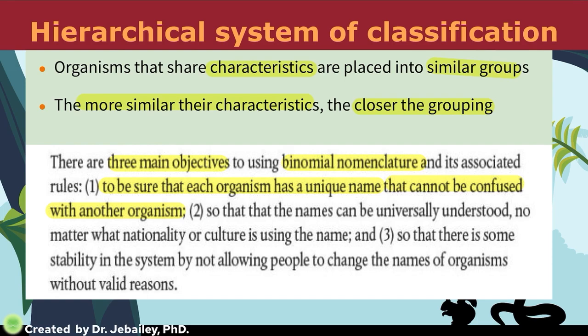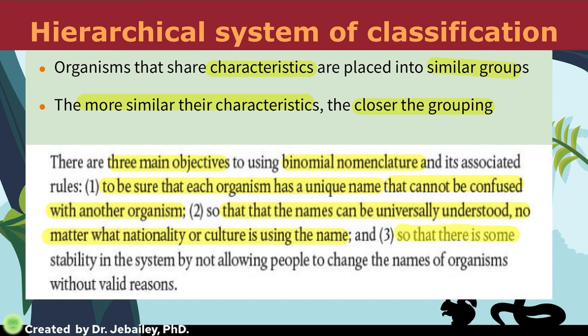So that means if a species in China has a name in Latin, it will be exactly the same name in some other country. So that the names can be universally understood, no matter the nationality or culture using the name. Like I said, if it's written in Latin anywhere from China to Russia, to Japan, to the United States, to Canada, to anywhere in Africa, when we talk in Latin names, they know exactly what the species is.